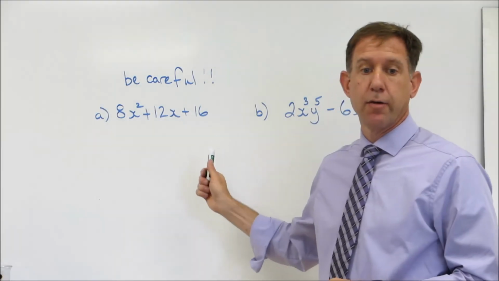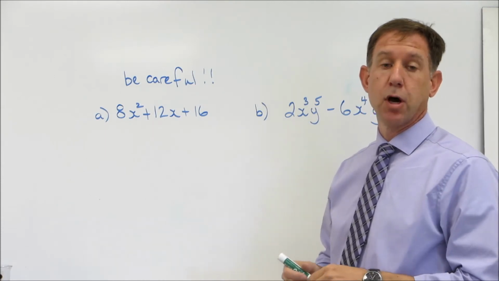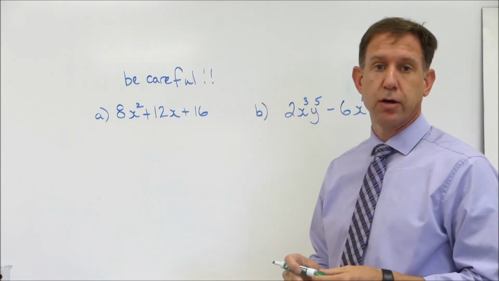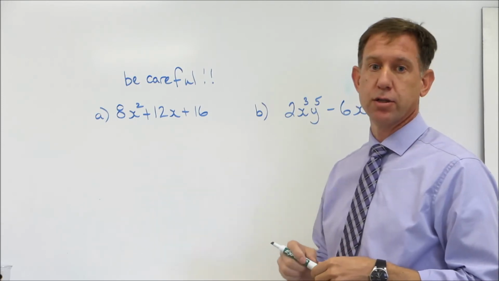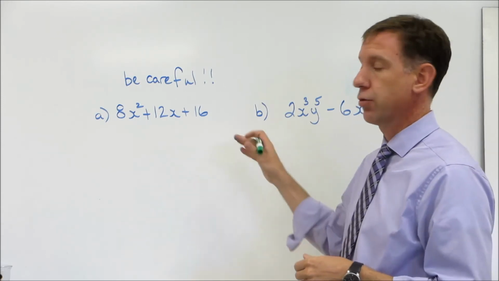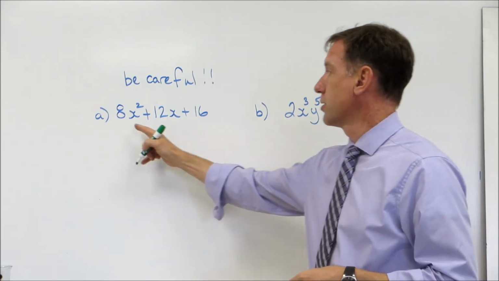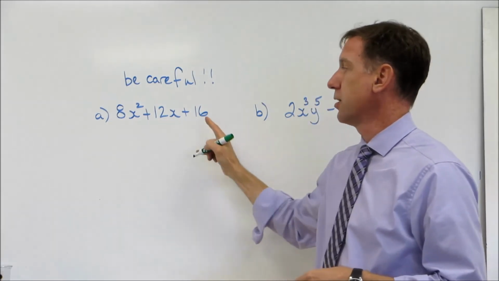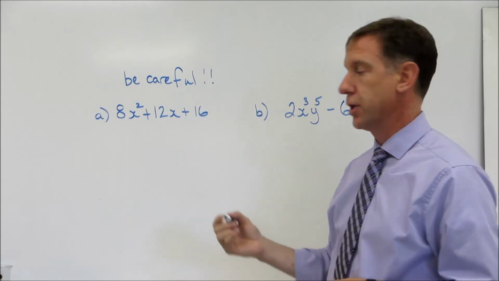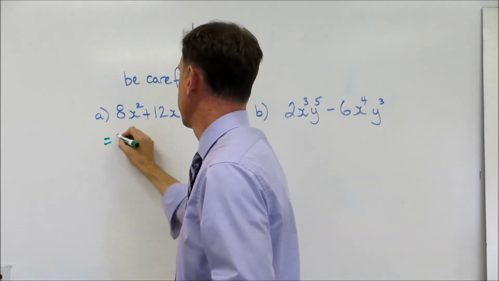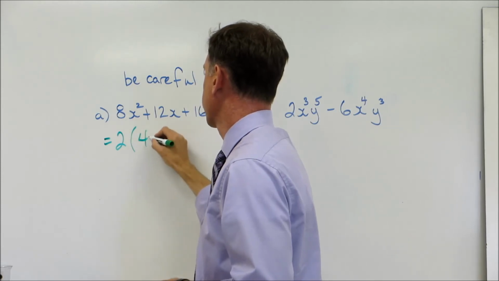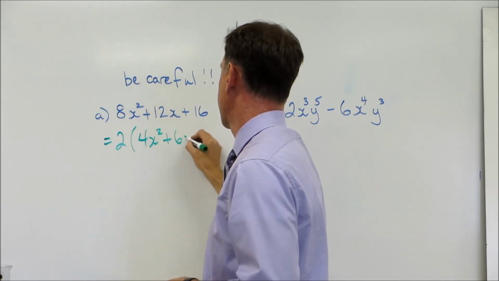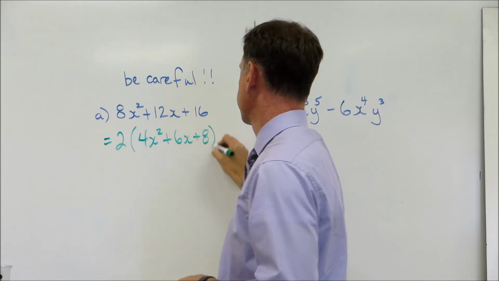Okay, something to be careful about when you are common factoring. Make sure that you do divide out the largest number from each of the terms and the largest number of letters as well. So I'll just go through each case separately. Over here you can see that we've got an 8, a 12, and a 16. You can divide out a 2 from each of those parts, so you'll be left with 4x squared plus 6x plus 8.